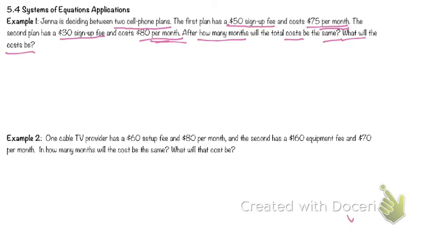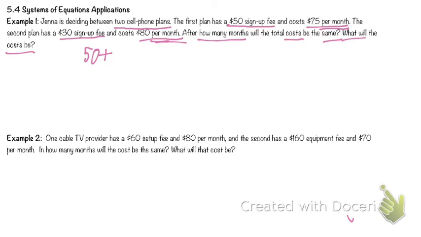Well, let's think about it this way. We have a $50 sign-up fee, right? How many times are you going to have to pay a sign-up fee? Once, right? You're not going to have to pay it again. Now, what would we do with the sign-up fee? Is that adding to the cost, subtracting from the cost, multiplying, or dividing? It's adding to your cost. And what's the other cost for a cell phone plan?